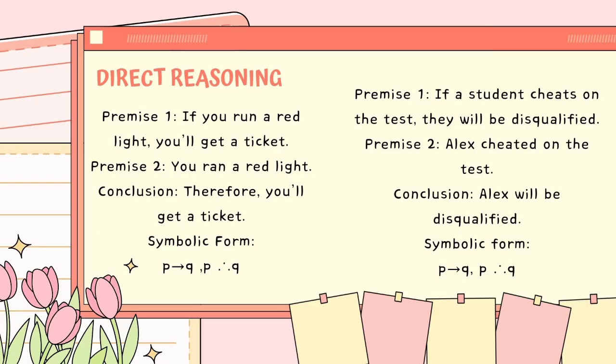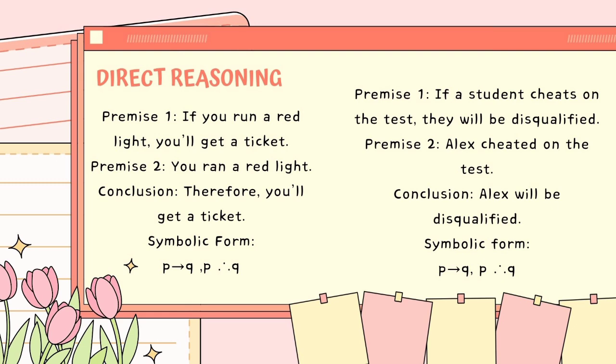Premise 1, if you run a red light, you'll get a ticket. Premise 2, you run a red light. Conclusion, therefore, you get a ticket. Ang P natin dyan is you run a red light. Ang Q naman natin dyan is you'll get a ticket. So, bali, ang premise 1 natin, P implies Q. Ang magiging premise 2 na natin is P. Remember, ang P natin is you run a red light. And then, ang conclusion natin, therefore, Q. Therefore, you'll get a ticket. Kasi, ang Q natin is you'll get a ticket.